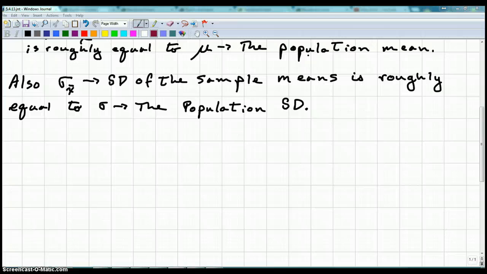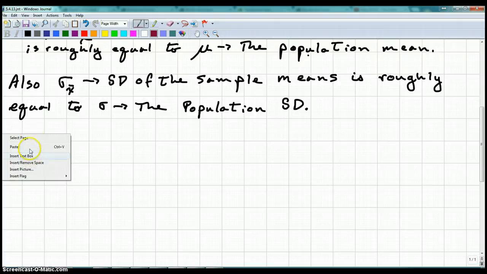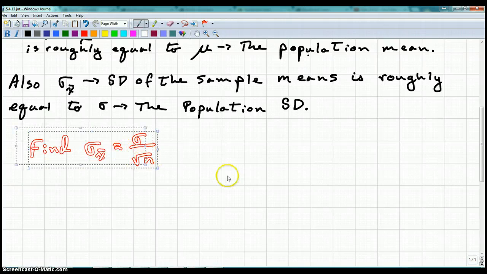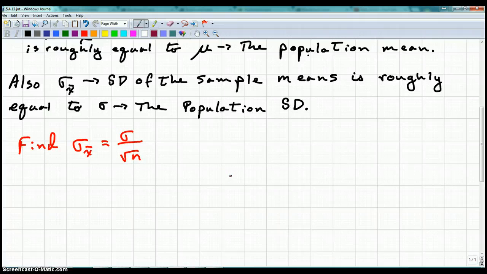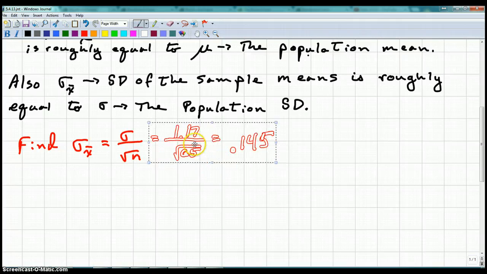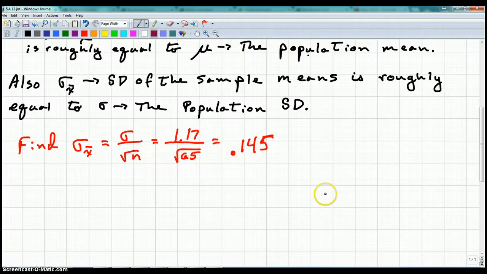Remember that the standard deviation for a sample, given that we're using the central limit theorem, is going to be this. Sigma sub x bar will be equal to sigma over the square root of n. And that simply allows me to take the sigma that we have in the problem already, which is 1.17, and divide that by the square root of n, which is 65, and that will be equal to 0.145.